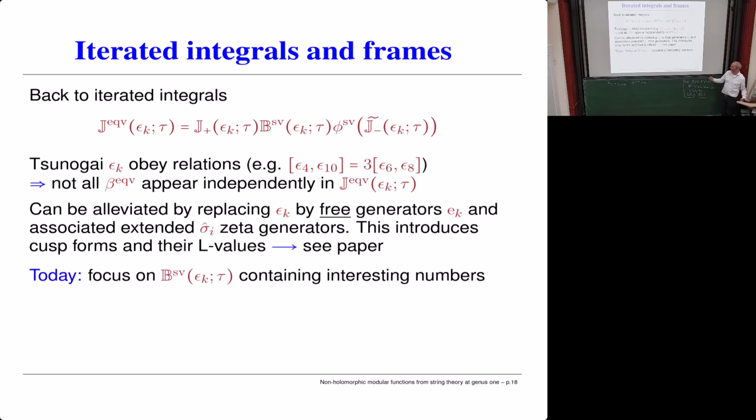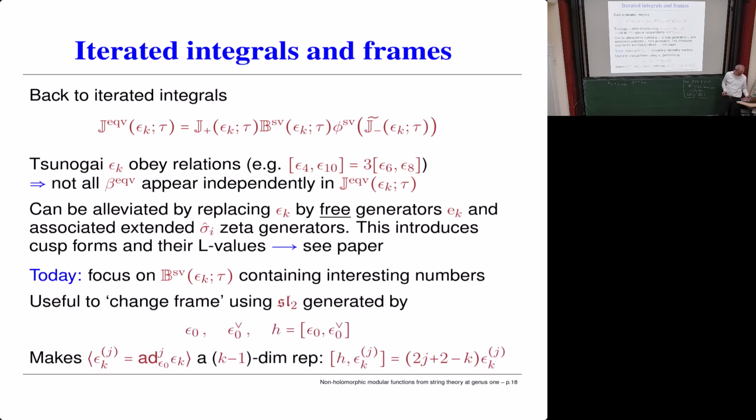Okay, but I will not dwell too much on this, so this is mainly in the paper, because there's already a lot of information. Instead, I want to spend more time on what this thing in the middle is. This is an interesting series, which also contains interesting numbers. To describe what they are, and also to connect back to what I was saying about the zeta generators, it's useful to do what we call a change of frame.